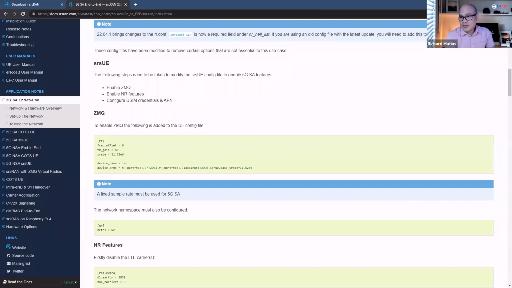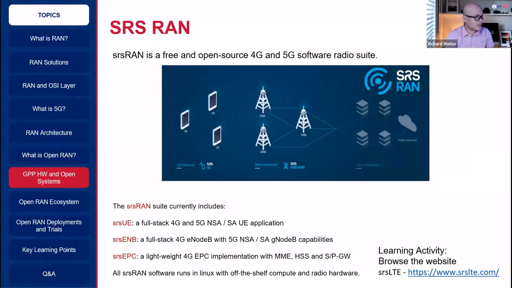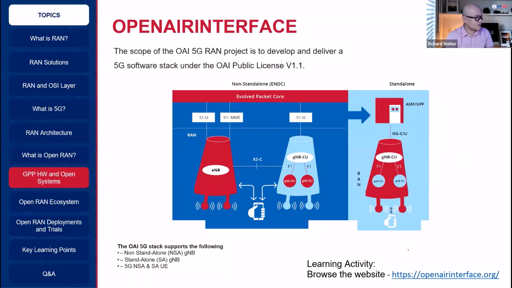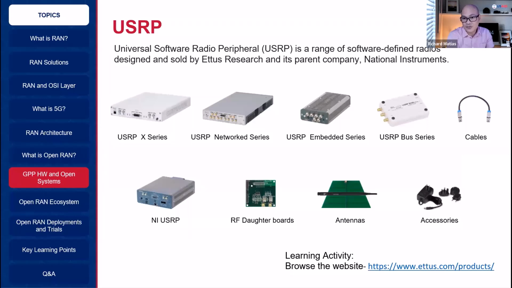Okay, and then we have this Open Air Interface, openair-interface.org. This is also included in your materials. Just browse it so you can see what's in that Open Air Interface project. And these are samples of USRP, Universal Software Radio Peripheral. It's a range of software-defined radios designed and sold by Ettus Research.